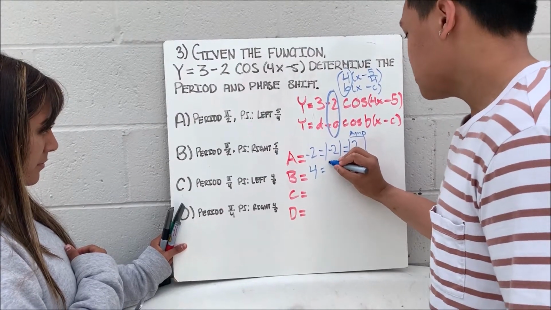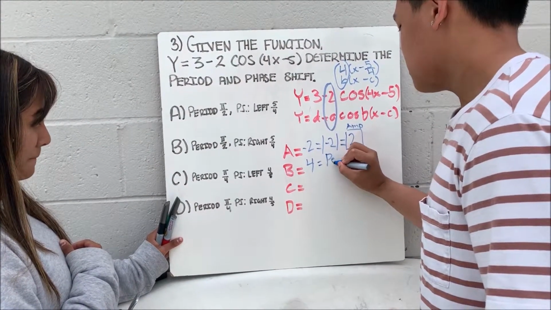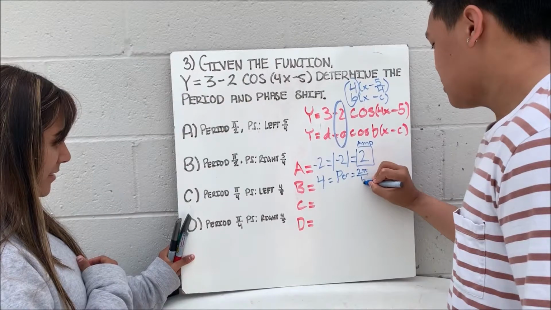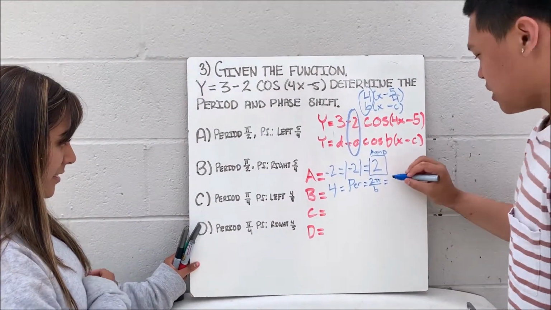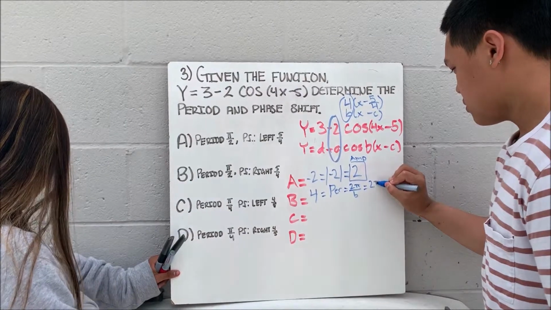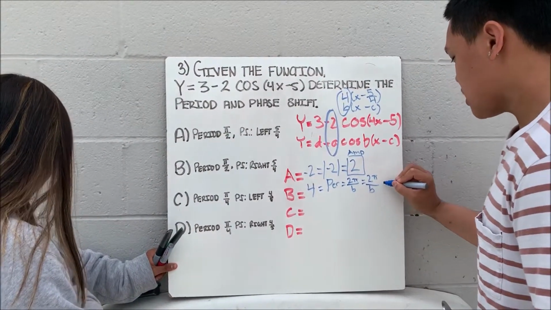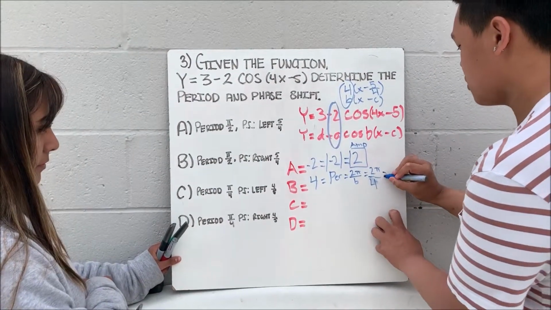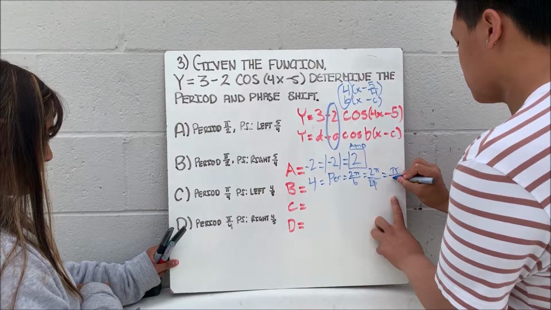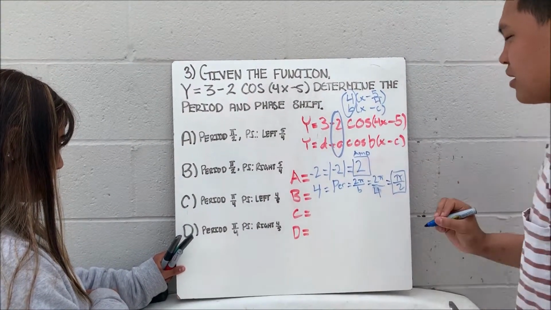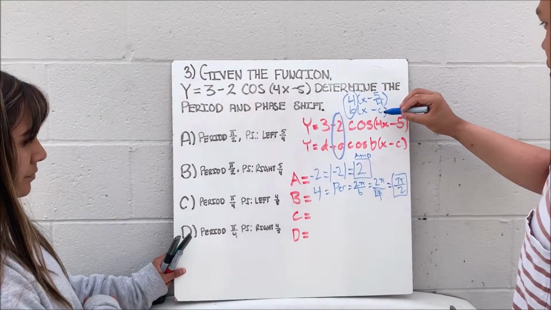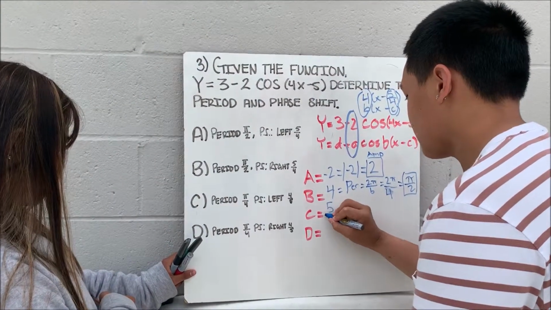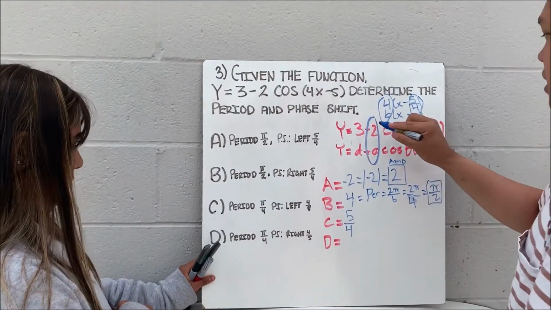We have to look for the period, which is 2 pi over b, and we just insert 4 into b. And that's going to simplify into pi over 2. And for c, that would be 5 over 4. And d is 3.